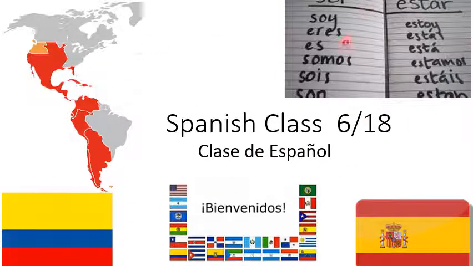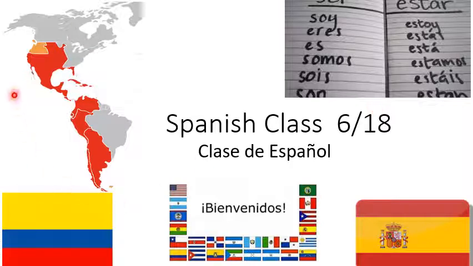So here's a notebook of someone who wrote out los verbos ser y estar, right? Yo soy, tú eres, él es, right? Etc., etc., and yo estoy, tú estás. I think you can notice those verbs.